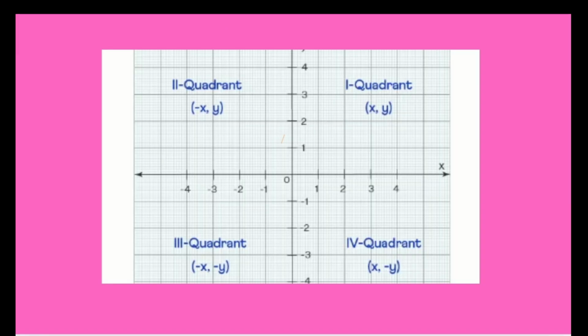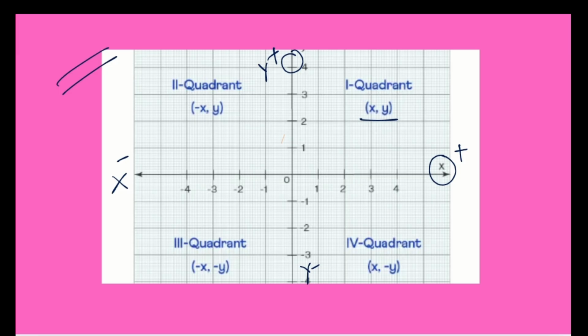Now moving further with the quadrants. This is the first quadrant, this is the second quadrant, third quadrant, fourth quadrant. According to the coordinates, the signs of the pair of coordinates would be different. Here x is positive, y is also positive. Here x is negative, y is negative.